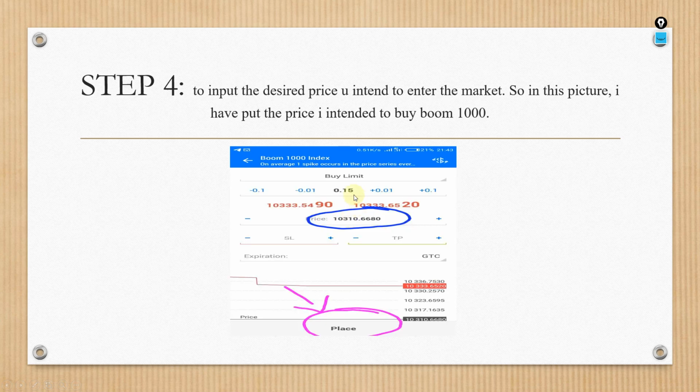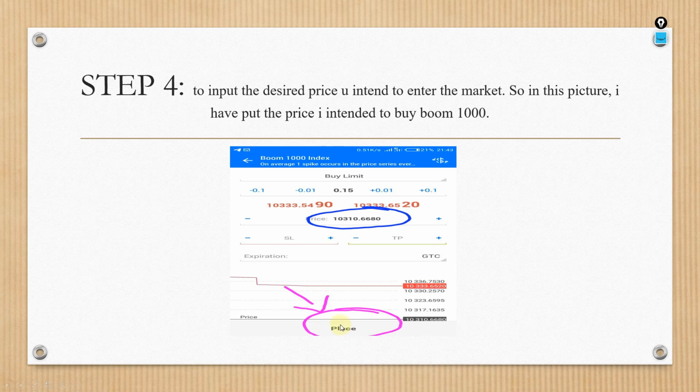After clicking on the buy limit, you've seen it has even changed. It has put buy limit. Now the price at which you want to get into the market, this is where you put where it's written price. You have the positive sign as well as the negative sign. As you click on the positive sign, the price will be changing. But you can just delete everything and type in the price of your desired entry. After you finish with all that, you press where it is written place here.